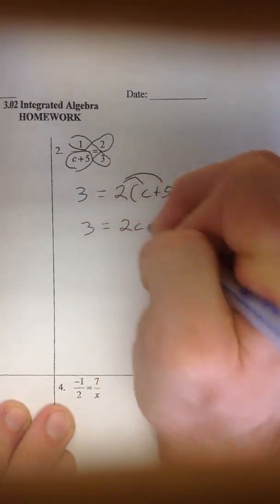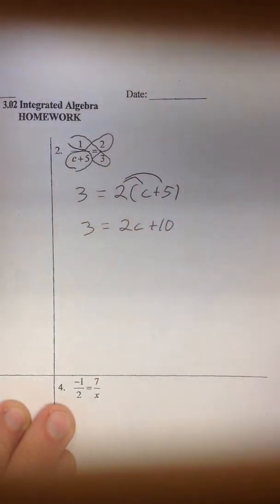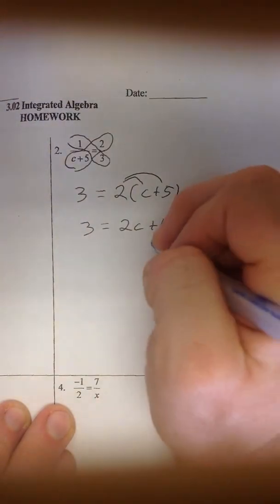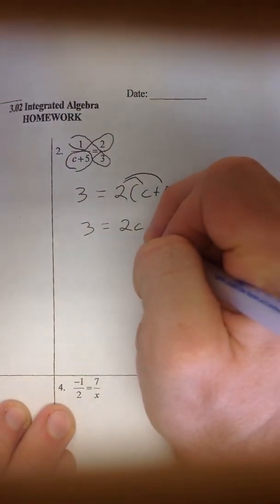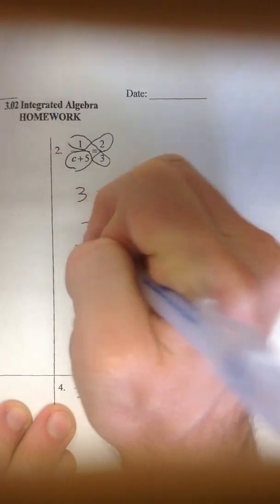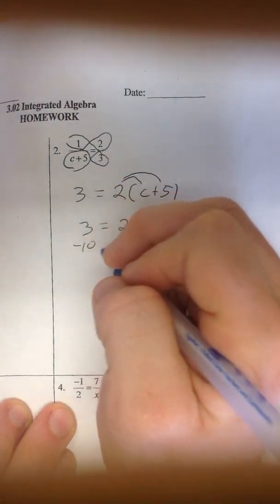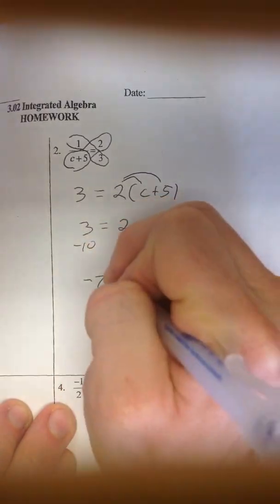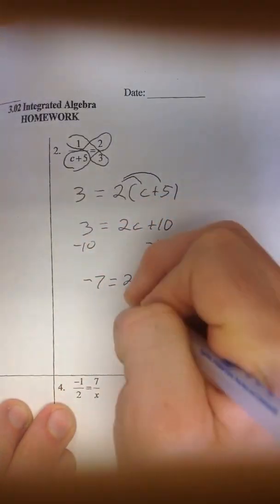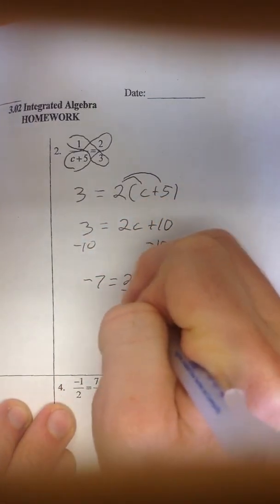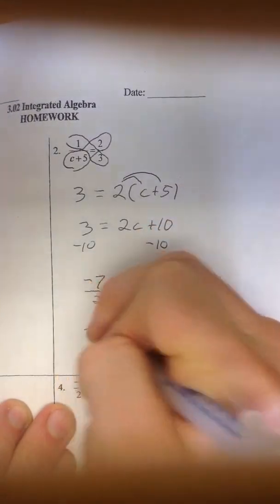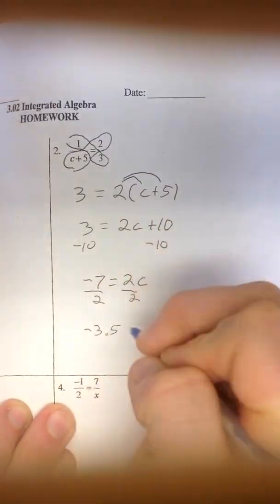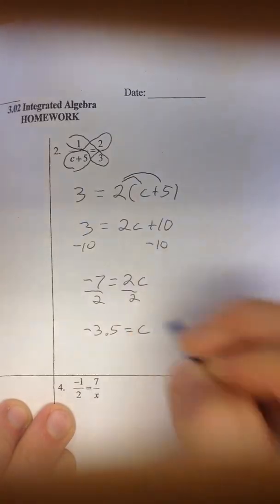Then we just go through and do our distribution steps. So we've got 3 = 2c + 10. There's only a variable on one side, so at this point it's just standard equation solving. Subtract 10 from both sides. 3 minus 10, just make sure you're paying attention on this. It's not positive 7. It's going to be negative 7 = 2c. Divide both sides by 2, and you end up with negative 3.5 = c.